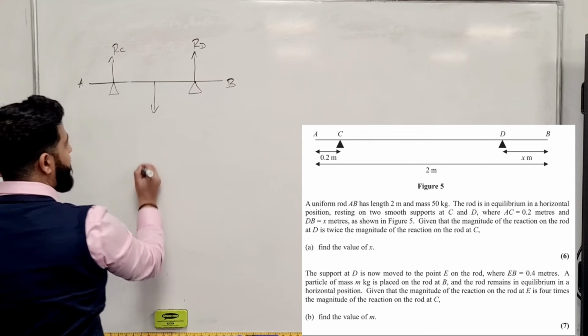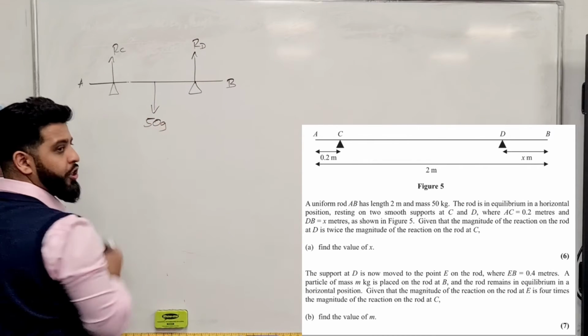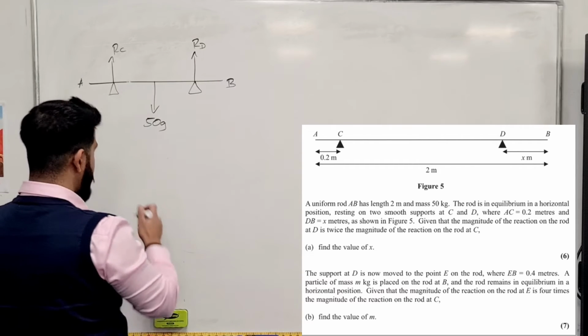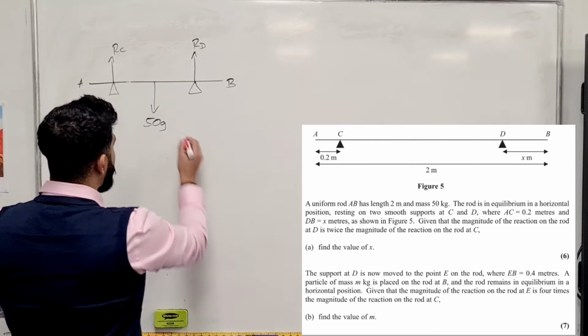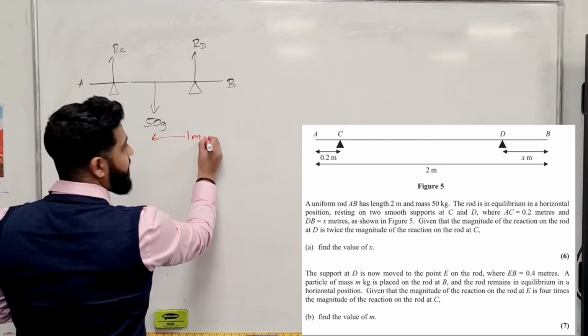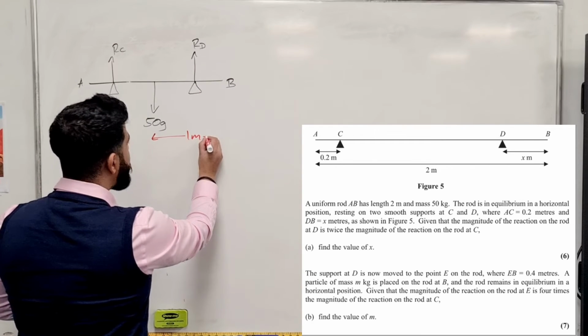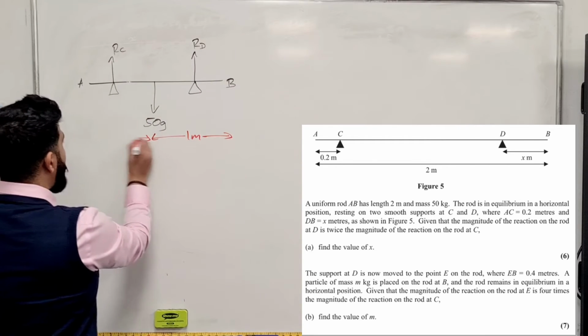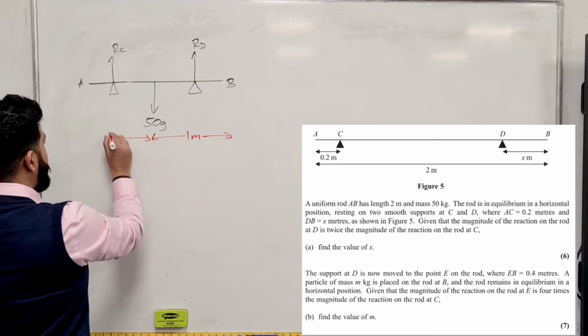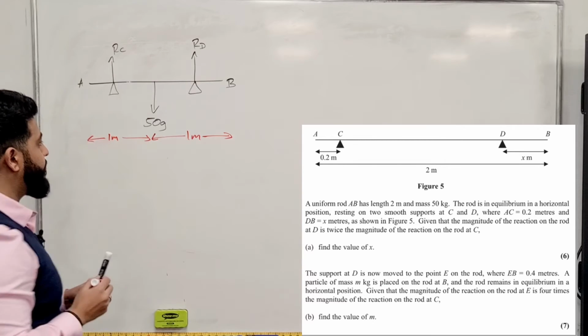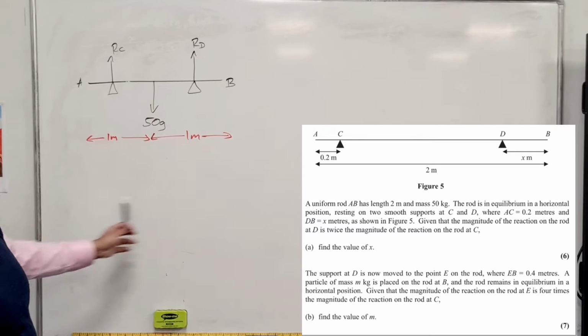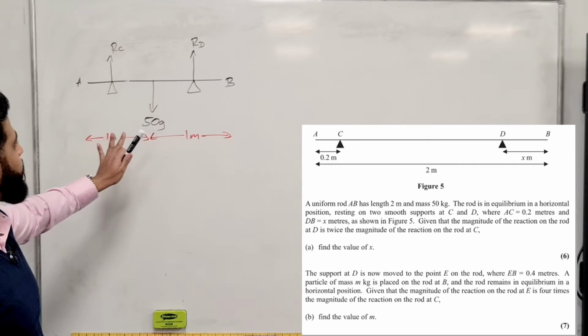So here will be the mass, 50g, will be the weight, the force. And 1 meter there, is it 1 meter in total? 2 meter, 1 meter there, and 1 meter, oops, not 1, and there, okay? So this is the diagram that we have so far.